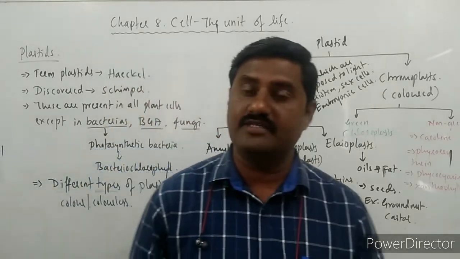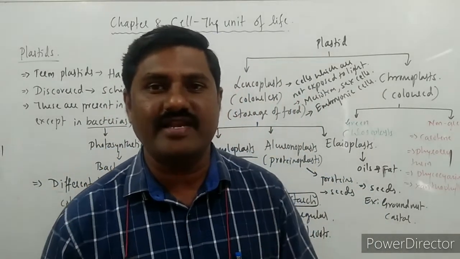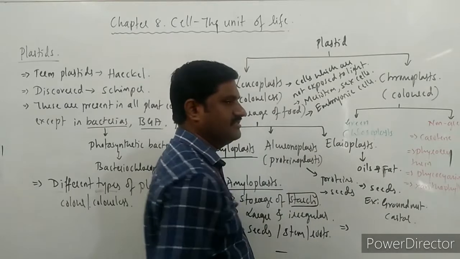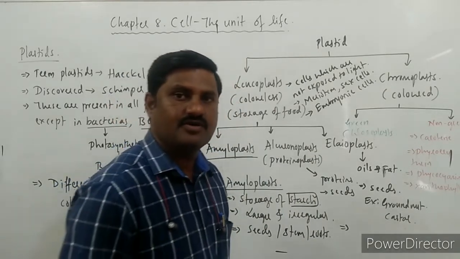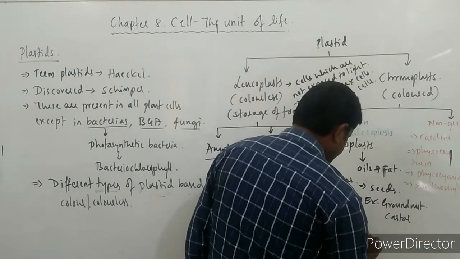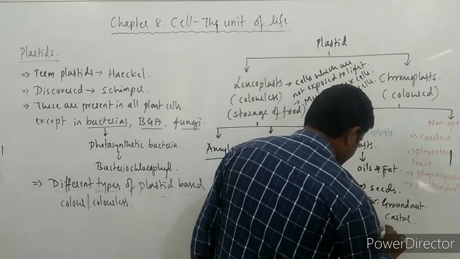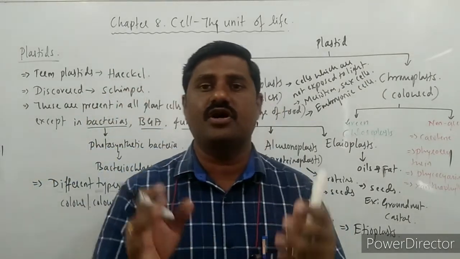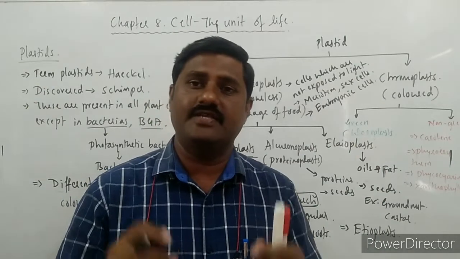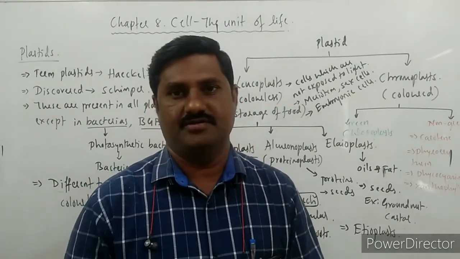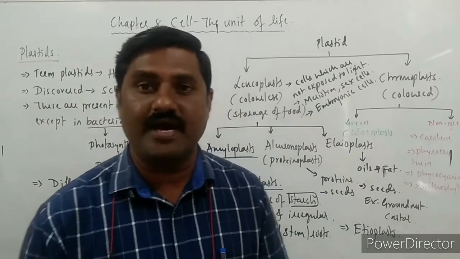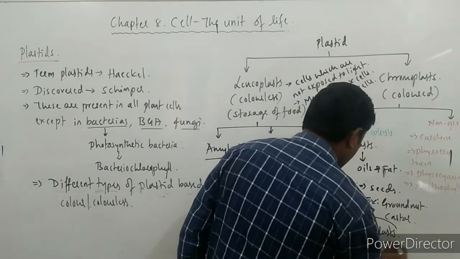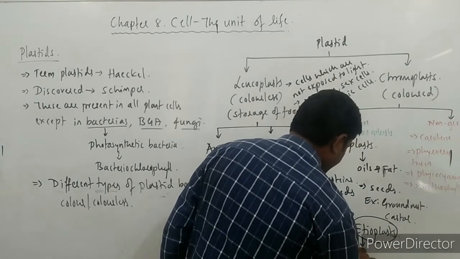Apart from this, one more is also there. What is that? It is a very interesting one. It is one more type of plastid apart from these three which are given in NCERT: etioplast. Etioplasts are the special type of plastids which do not store any food. Even they do not have any lamellar structure, and they do not have any pigments within themselves.